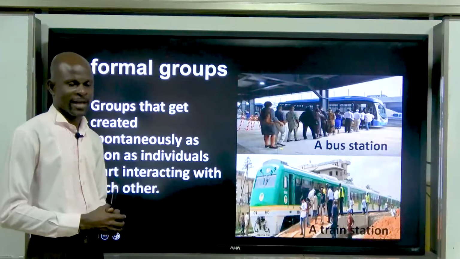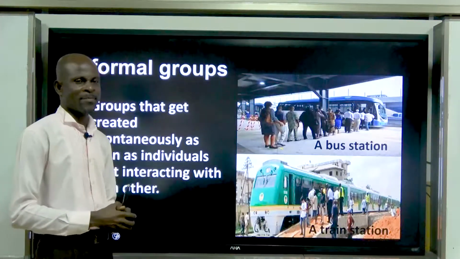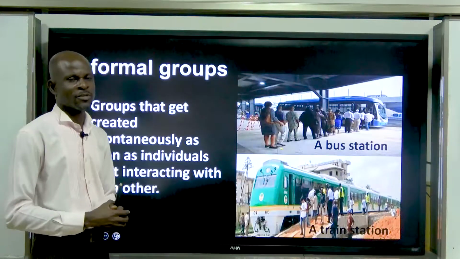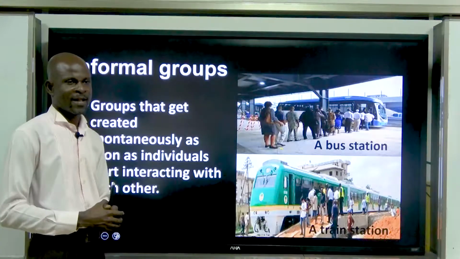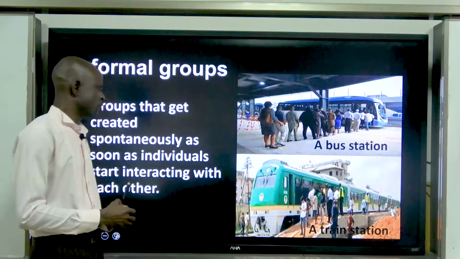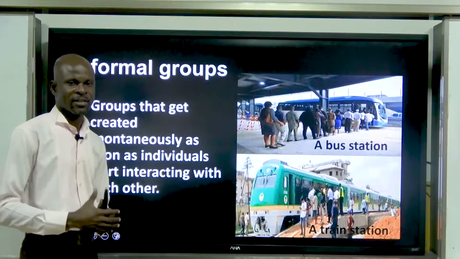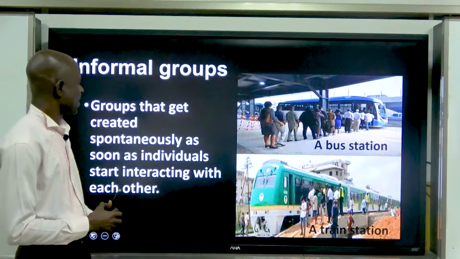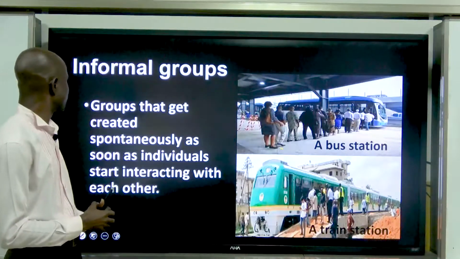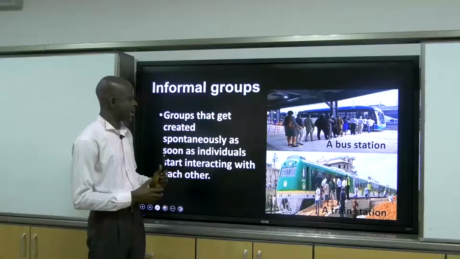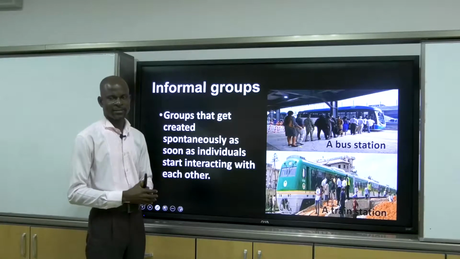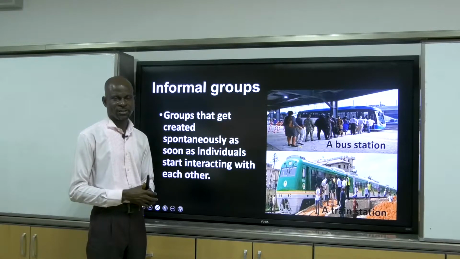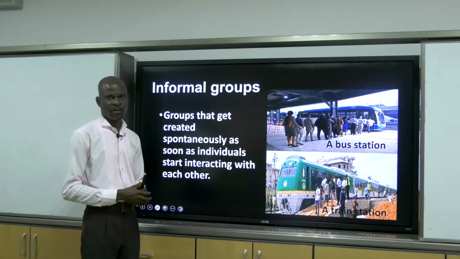When passengers go together to enter a bus, they might not have known one another before, but when you want to describe them, you say a group of passengers are entering the bus. A group of passengers are waiting for the train to arrive. Therefore, examples of informal groups are groups of people waiting at the bus station, group of people at the train station. You may want to mention the airport also, waiting to fly.